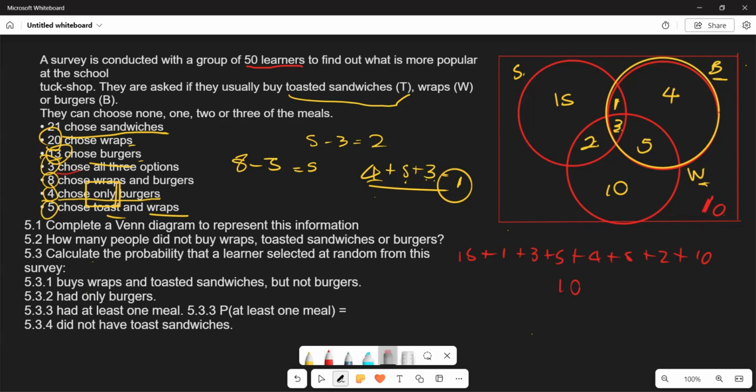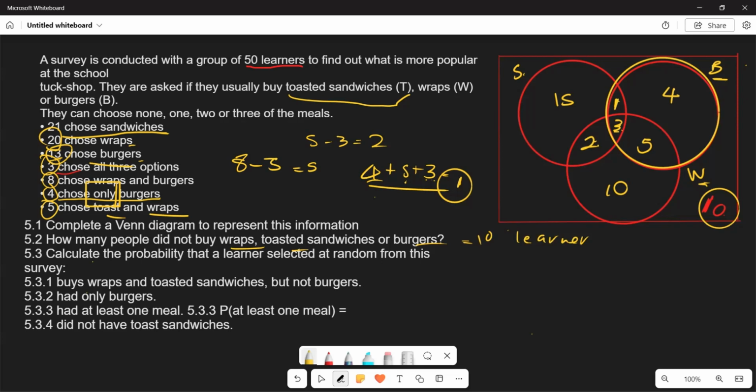Okay. So those learners are going to be 10, which means you are going to represent them outside here. Hopefully this makes sense too. Now let's try and continue and see what else we can do. From then, let's try and analyze the question. They say, how many learners did not buy a Rapstar, a toasted sandwich, or a burger? Then this is going to be the 10 learners that we've just calculated.